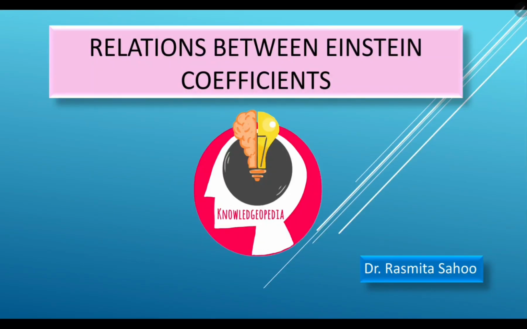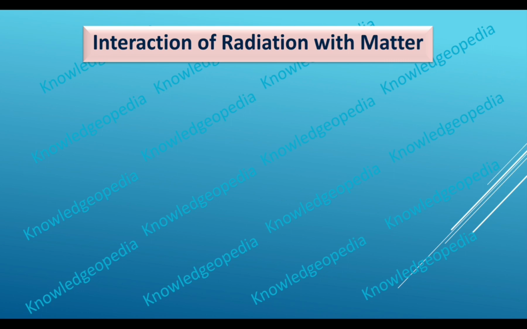Friends, in the last video I discussed the three different Einstein coefficients associated with the interaction of radiation with matter. Today we will look into the relation between those Einstein coefficients. In the last video we saw that when radiation interacts with matter, three different processes occur: absorption, spontaneous emission and stimulated emission. And there are three rates associated with these three processes.